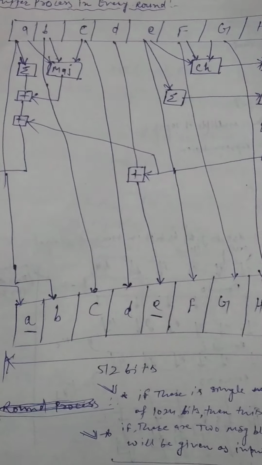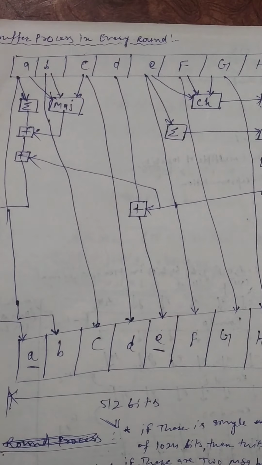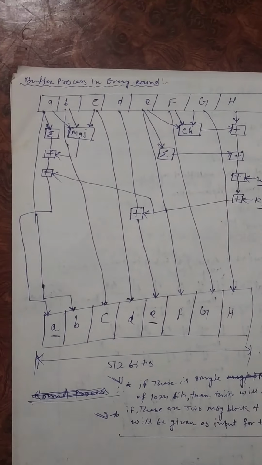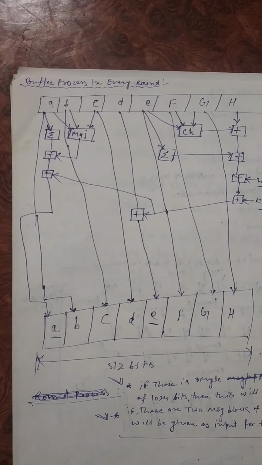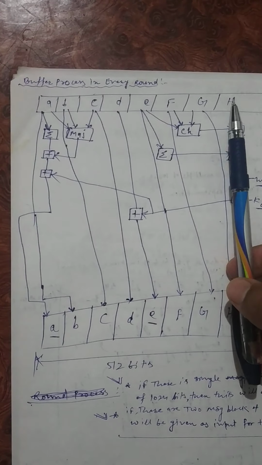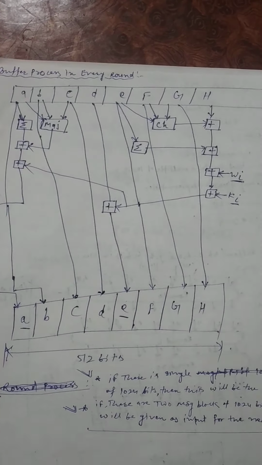As you can see, this is our initial vector, in which we have all the values of A, B, C, D, and we know the value of W and the value of K. Now we need to apply some functions during each and every round so we can calculate our new values of A, B, C, D, E, F, G, H. The size of this is 512 bits. So how to calculate? Understand this.